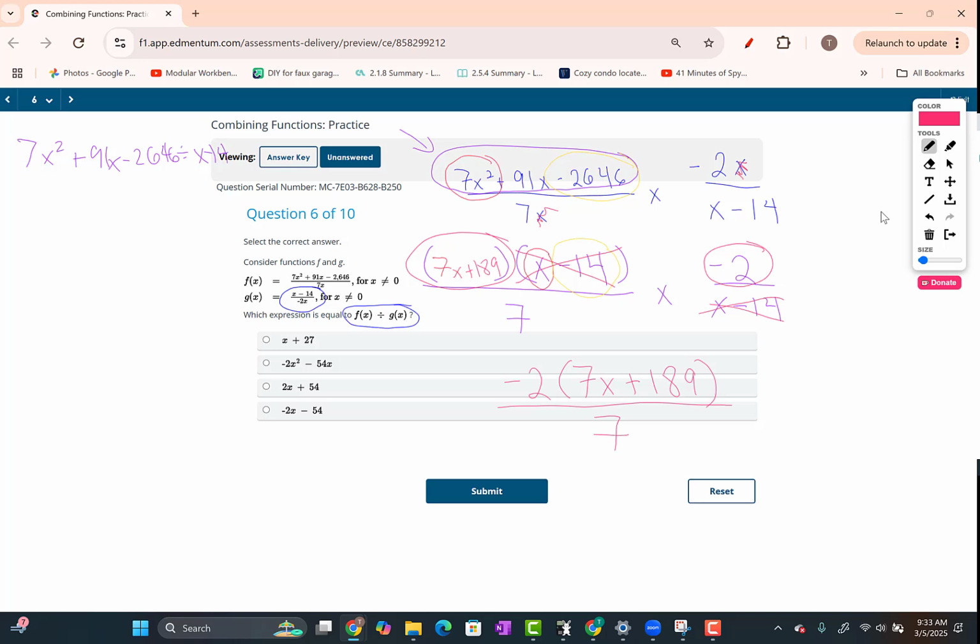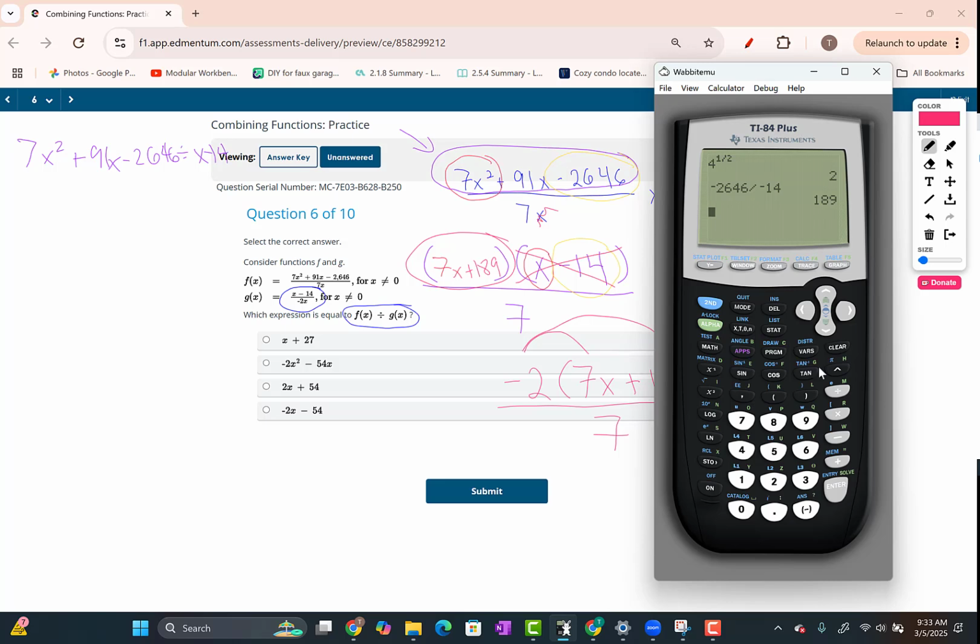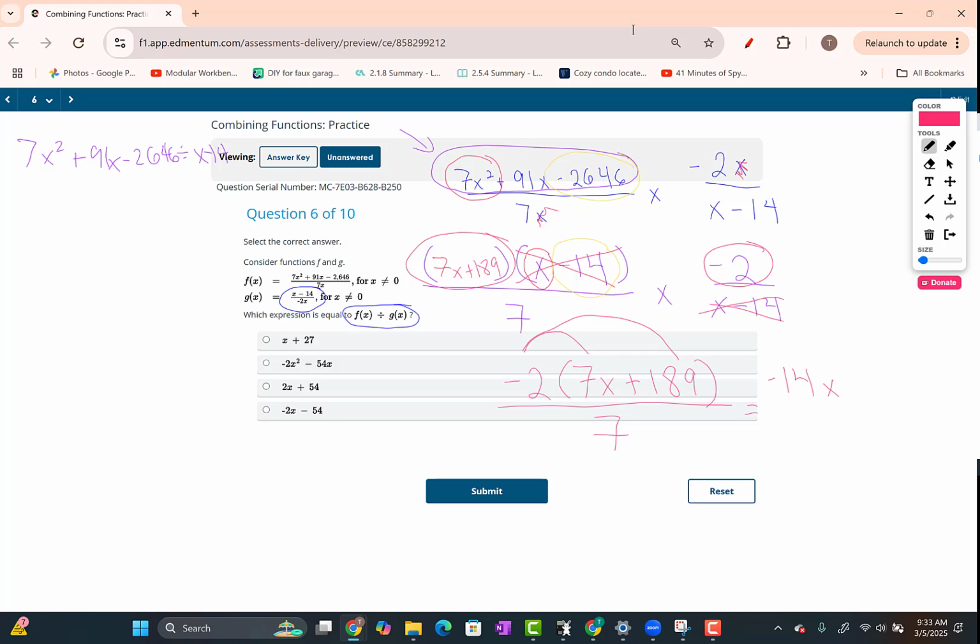I still don't see the correct answer here, or even really close to a correct answer. So I'm going to go a little further. Let's go ahead and multiply this negative 2. Might be a different way to do this, but let's try this. Negative 2 times 7x is negative 14x. Negative 2 times 189, I probably could do that in my head, but I want to make sure I don't make a mistake, negative 378. All divided by 7. Still not a correct answer up there.